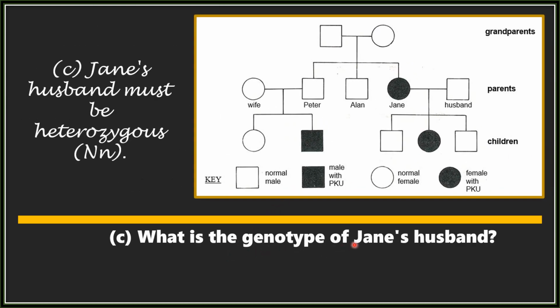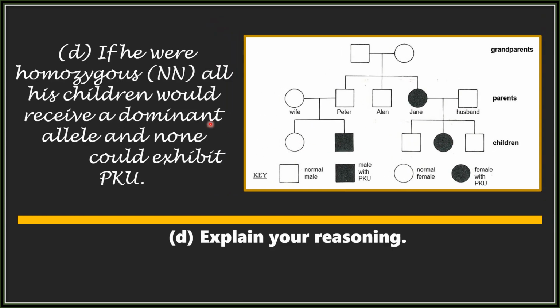What is the genotype of Jane's husband? Jane's husband must be heterozygous, capital N, small n. Why? They have a child who is PKU. Explain your reasoning. If he were homozygous capital N, all his children would receive a dominant allele and none would exhibit PKU.